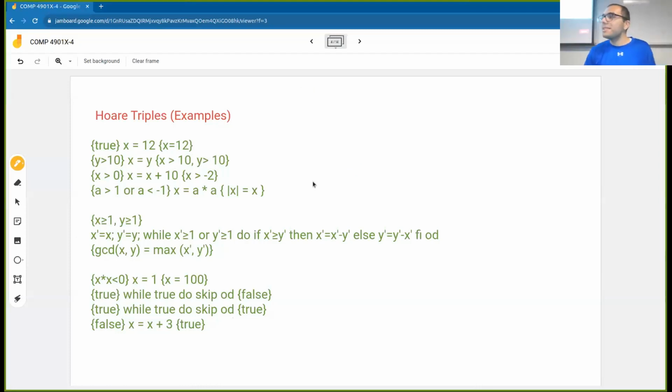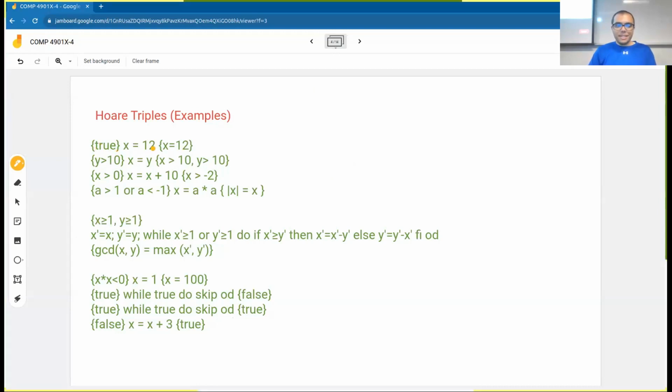Okay, let's do these examples. Is this first Hoare triple valid or invalid? So what this is saying is that before I start the program, I don't know anything. I just know true. I know that true is true, right? And then I run the program x equals 12. And then at the end of it, I know that x is equal to 12. So yes, this triple is valid.